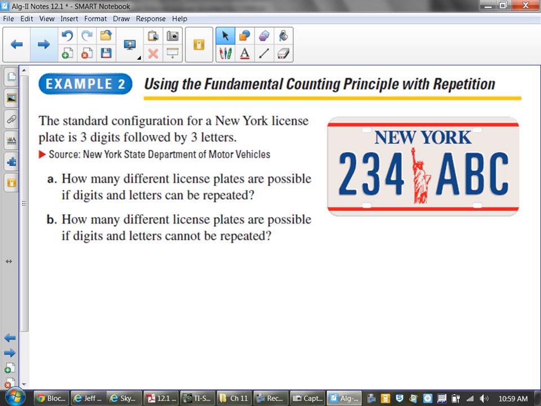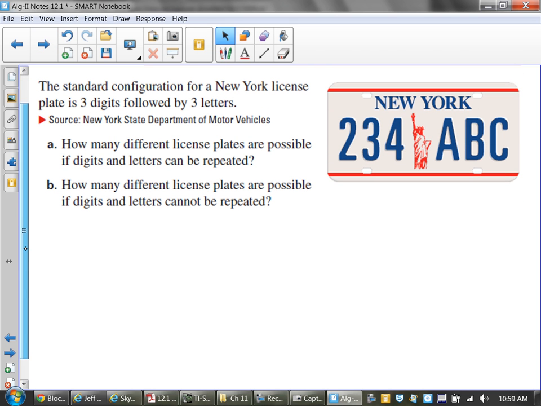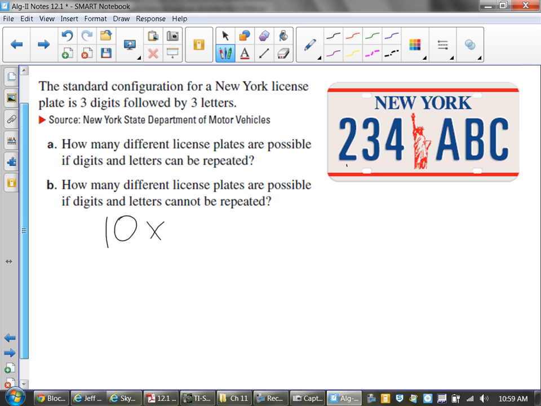When you have a license plate, if you're in New York, you've got 3 numbers and 3 letters. That's their standard plate. If you have 3 numbers and 3 letters, how many different license plates could you get if you can repeat your numbers? So let's think about this. How many choices would you have for the first one? 10. For the second one? 10. For the third one? You can repeat them. I'm saying you can have repetition here.